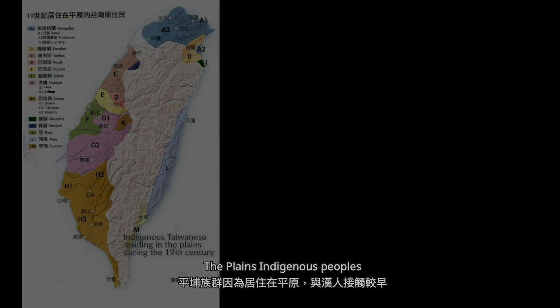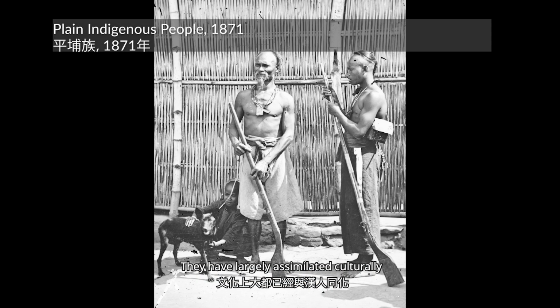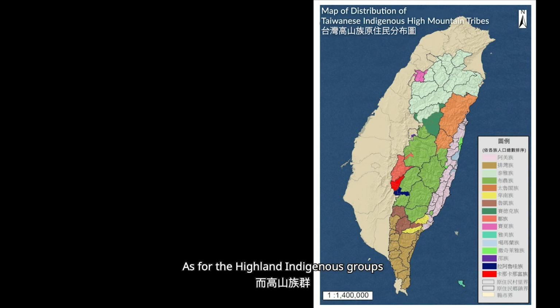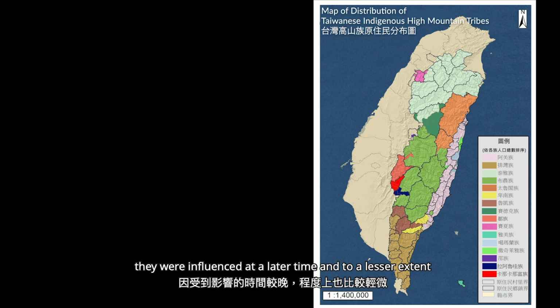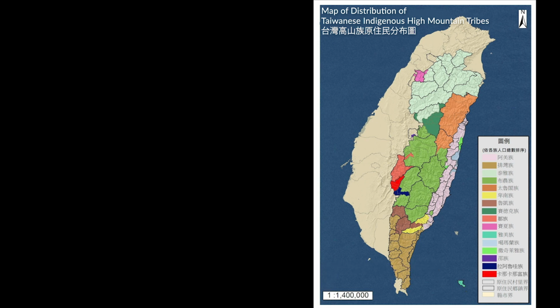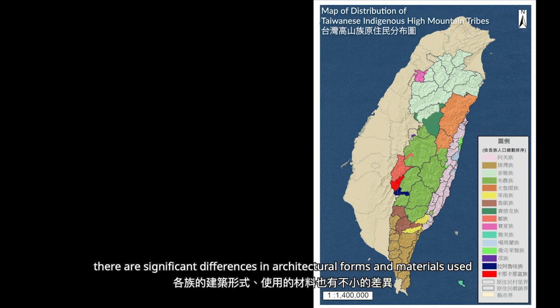Plains indigenous peoples resided in the plains and had early contact with the Han Chinese. They have largely assimilated culturally and have very few remaining architectural structures. Their possible appearance can merely be inferred from historical documents and photographs. As for the Highland indigenous groups, they were influenced at a later time and to a lesser extent, resulting in the preservation of some traditional architecture. Due to differences in natural conditions, social systems, and other factors among the various tribes, there are significant differences in architectural forms and materials used.